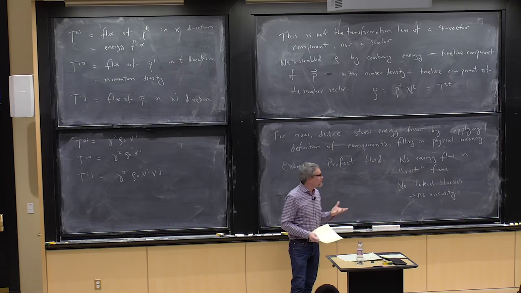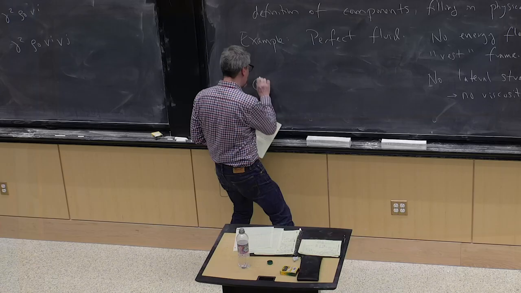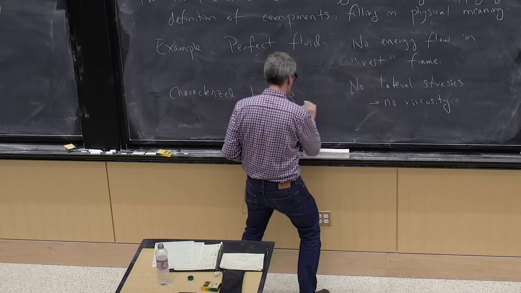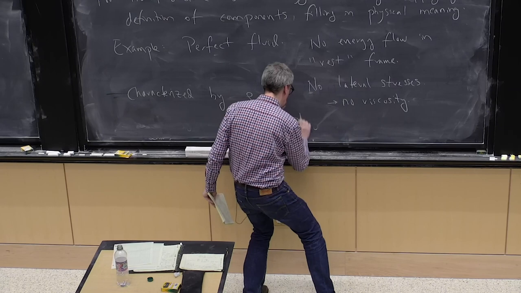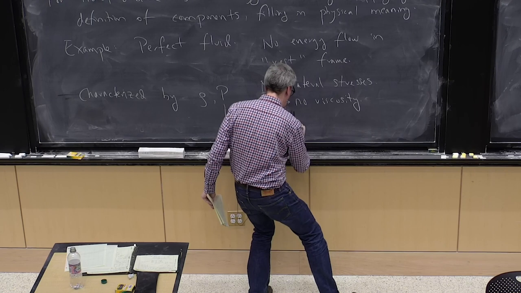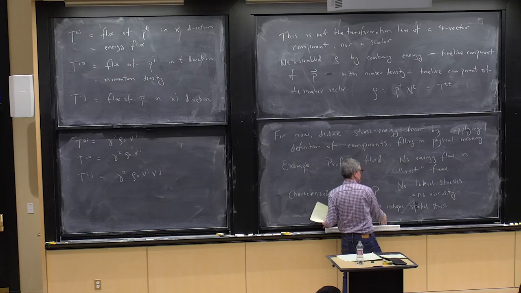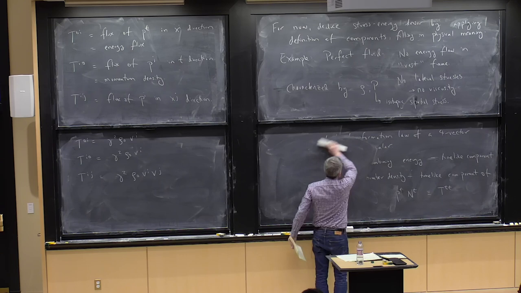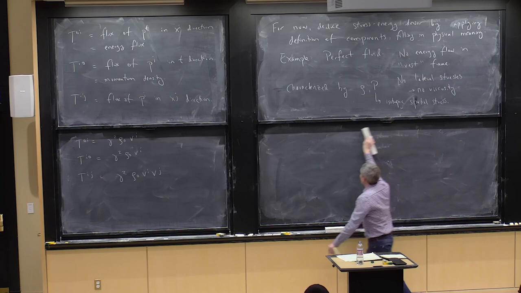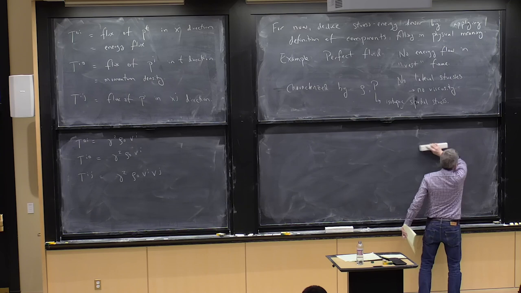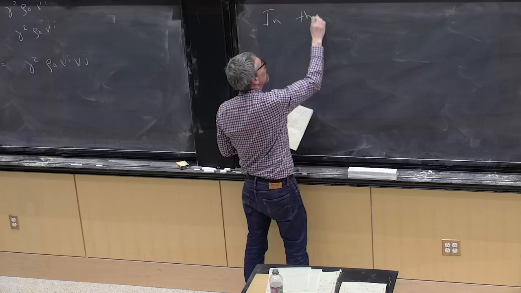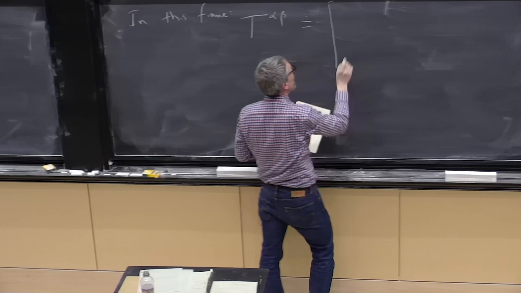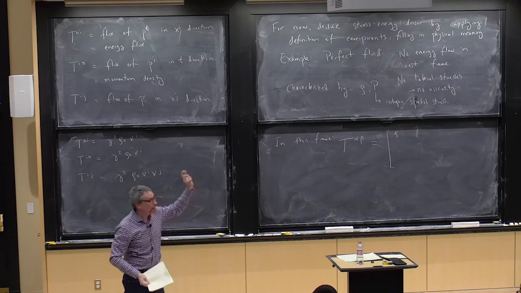is totally dominated by the fluid's energy density and its pressure. The pressure is an isotropic spatial stress. So in this particular frame where I have no energy being transported, the stress energy tensor can be represented as the energy density, as usual, up in the TT component.